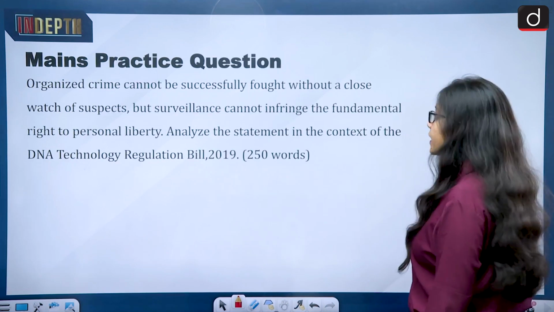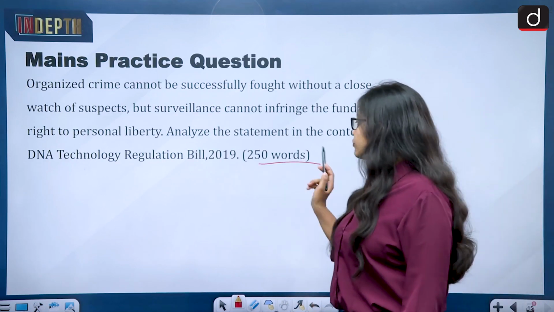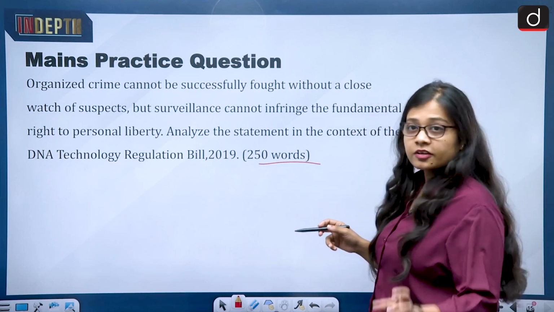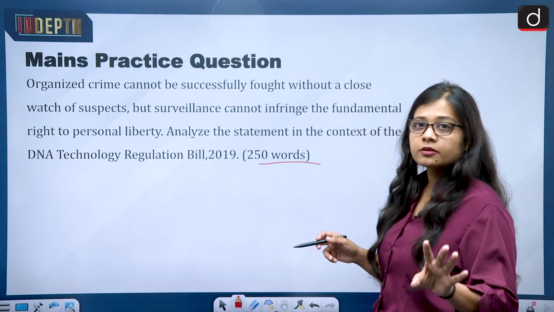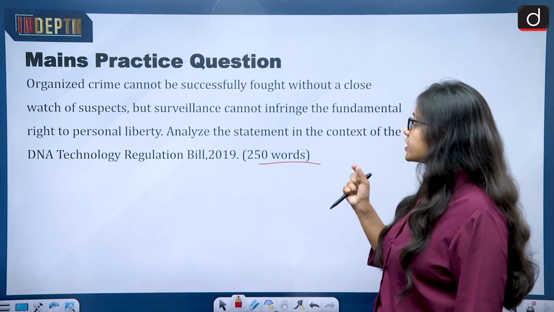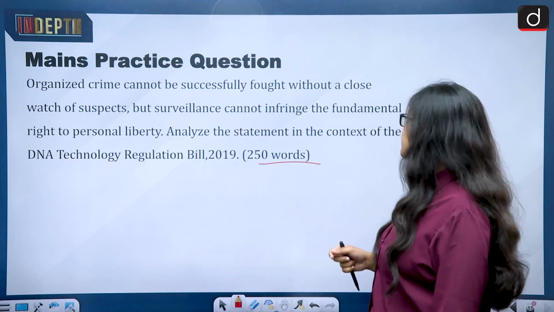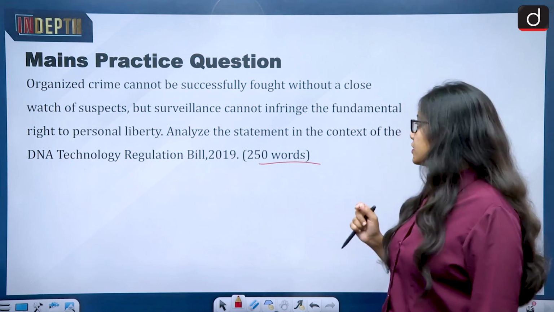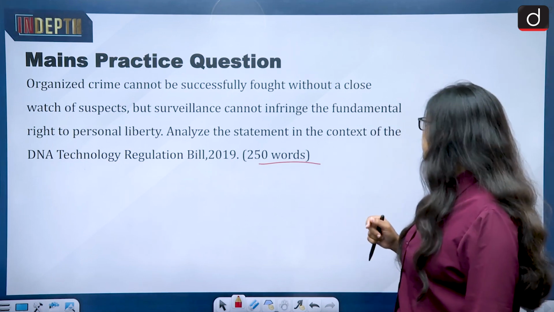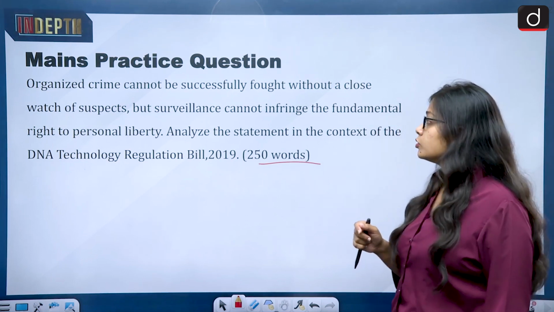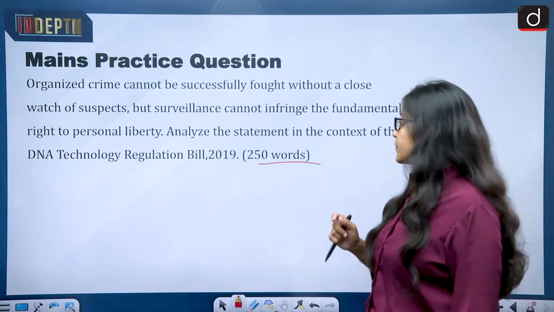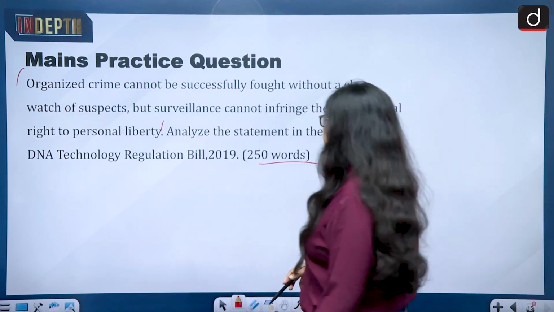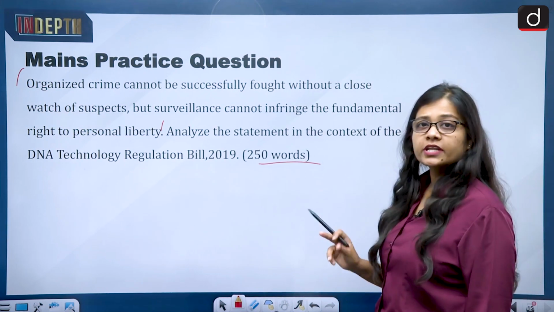Now moving on to the mains practice question. You have to write it in 250 words and do your answer writing practice. The question says, and it is a typical question, you need to understand it nicely: Organized crime cannot be successfully fought without a close watch of suspects, but surveillance cannot infringe the fundamental right to personal liberty. Analyze the statement in the context of the DNA Technology Regulation Bill 2019.